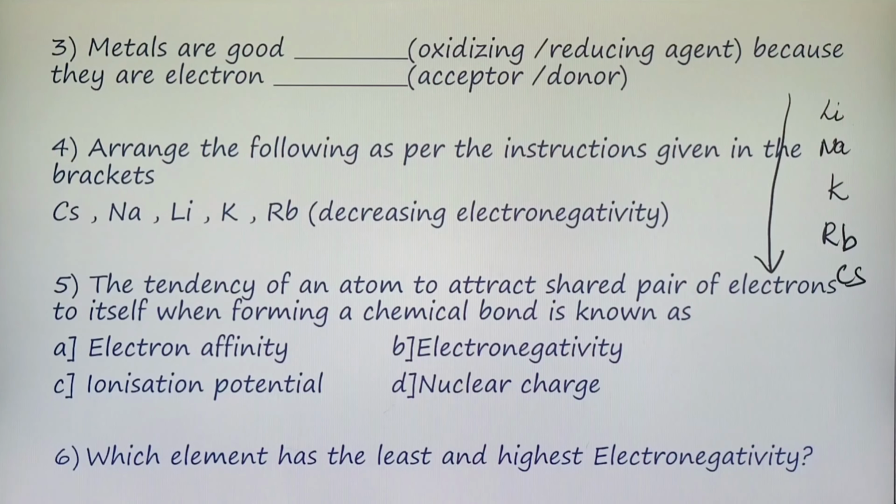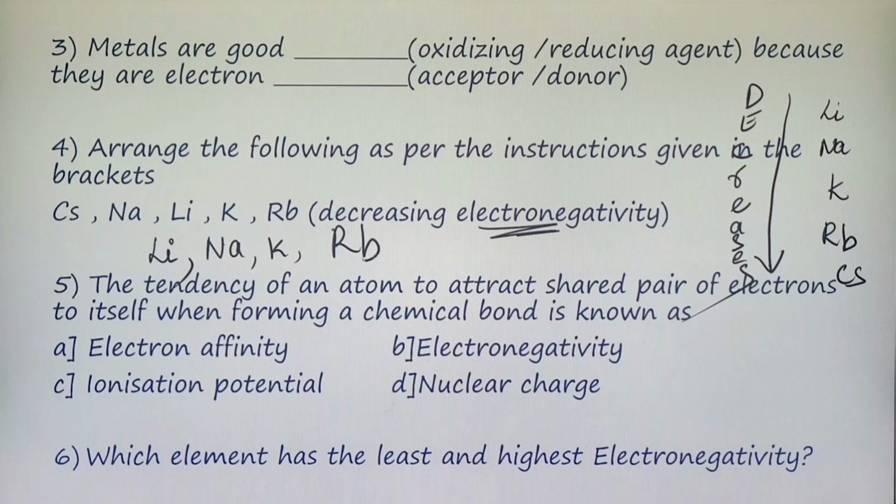We know electronegativity is decreasing. We know from top to bottom, electronegativity will decrease. Yes or no? Top to bottom, electronegativity decreases. So in the same series, the one which has the highest should be written first. Lithium has the highest electronegativity, followed by sodium, followed by potassium, followed by rubidium, followed by cesium. So what's the correct order, children? Lithium has the highest, cesium has the least. Lithium is the most electronegative element, followed by sodium, potassium, rubidium, and the least one will be cesium.